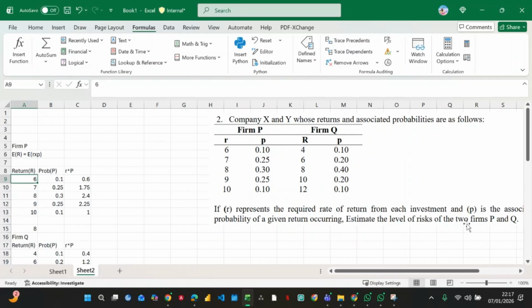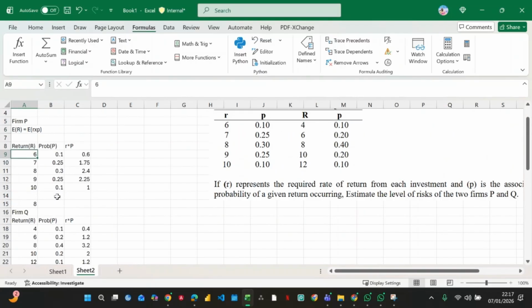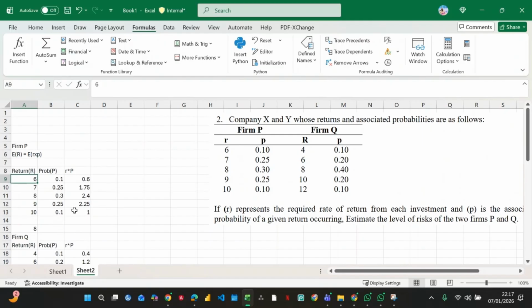The question asks us to estimate the level of risk of these two companies, because you invest money in two different companies. This is the return you are expecting at this probability. Estimating the level of risk means you want to know the degree of uncertainty: how much risk am I going to face? If the risk is low, then you know the money will get back to you.